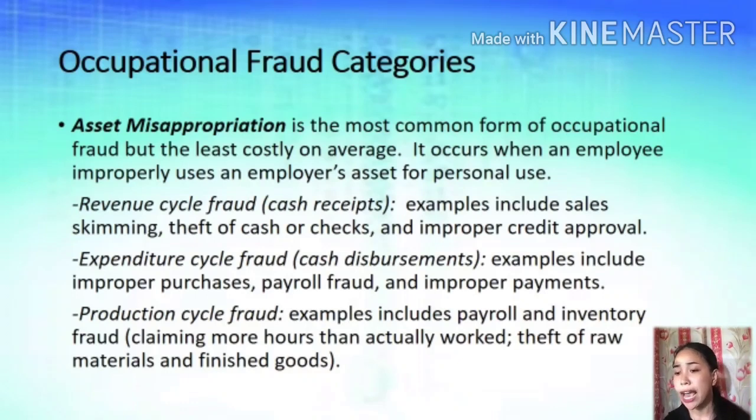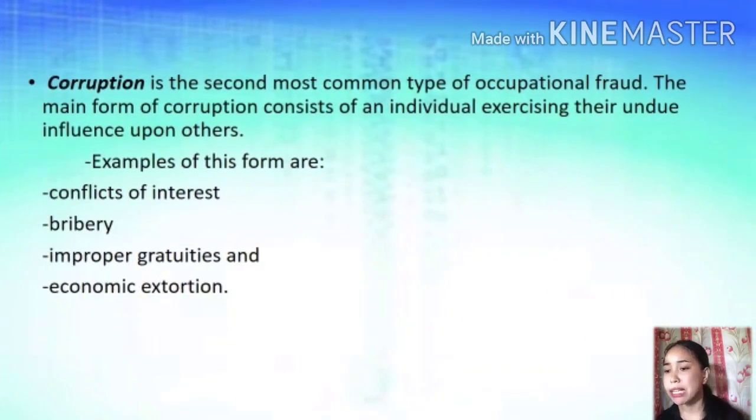Asset misappropriation is the most common form of occupational fraud, but the least costly on average. It occurs when an employee improperly uses an employer's asset for personal use. It is not as simple as money being stolen by simple theft, as it can also occur when the employee borrows or misuses money for personal reasons. Best example is a case study about embezzlement that we have read and answered during our first activity. Asset misappropriation will occur in three areas of an organization: its revenue cycle, expenditure cycle, and production cycle.